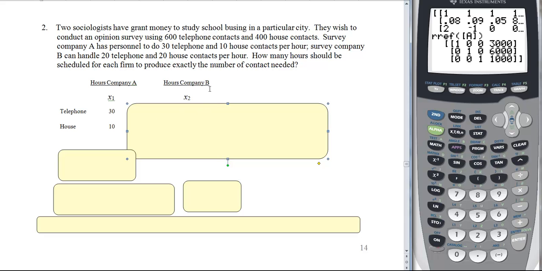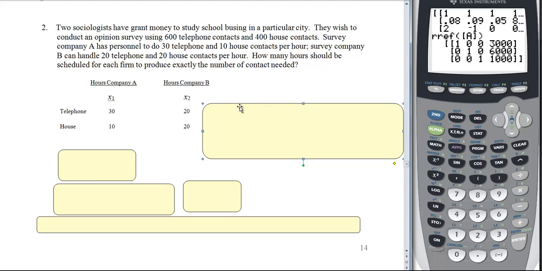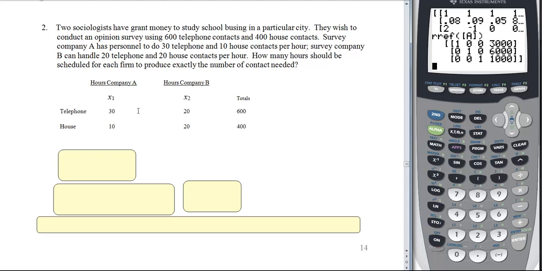Survey Company B has 20 and 20. Now, I have a telephone line. They need 600 telephone contacts and 400 house contacts. So those would be my totals. I think I'll go put totals here. There. So do you see the equations? I've got 30x sub 1 plus 20x sub 2 equals 600. And 10x sub 1 plus 20x sub 2 equals 400.